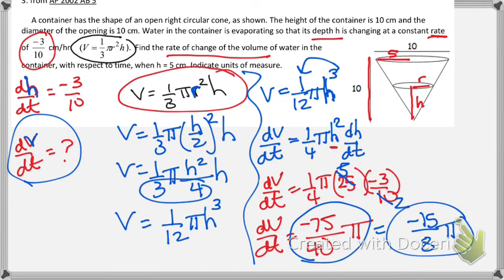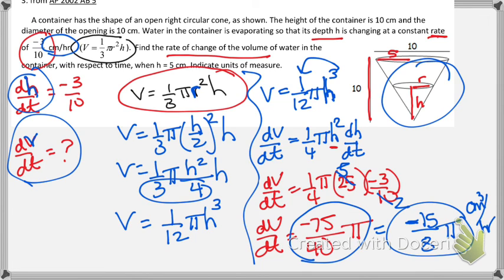So this should be the final answer, but the next thing that could come up is, what does it mean? The fact that this is negative means that the volume of water is decreasing at 15/8 pi units per something or other. Let me reread the problem and figure out what my units are. So this was centimeters per hour for the height. So this is, since it's volume, cubic centimeters per hour. And that's it. Hope that helped. That was number 3 from the AB test, and it's number 11 for BC.